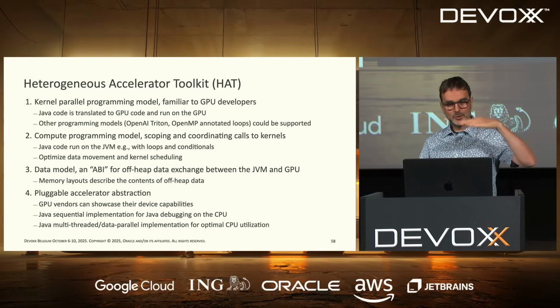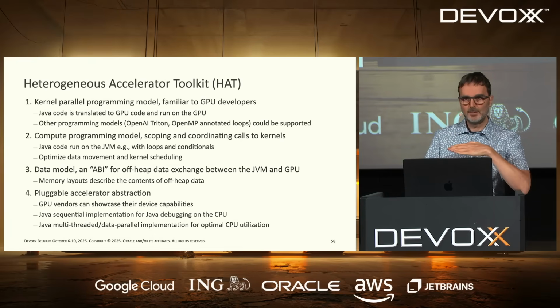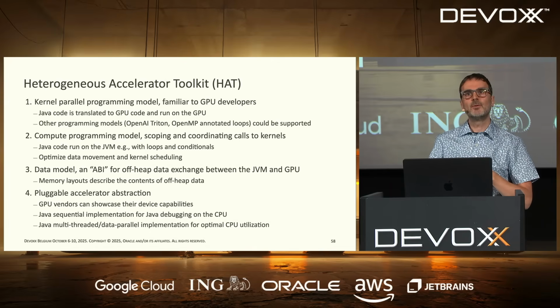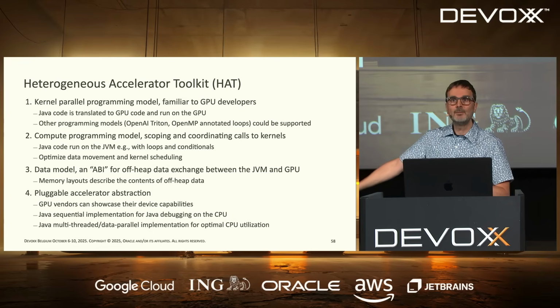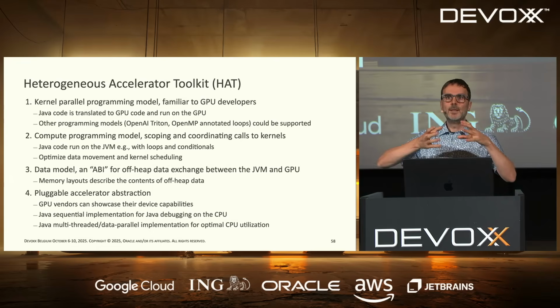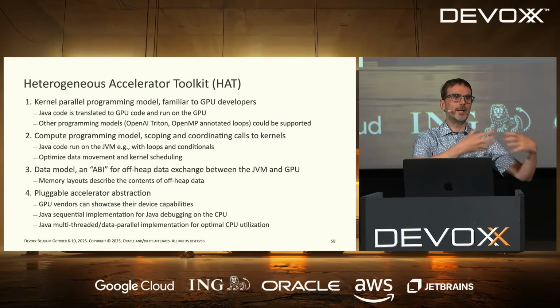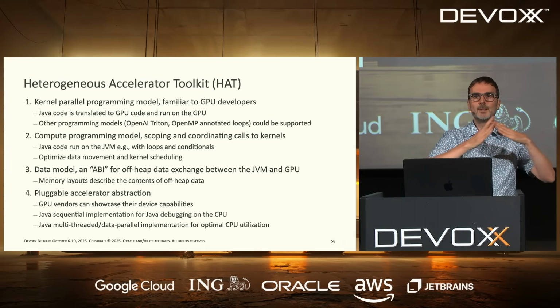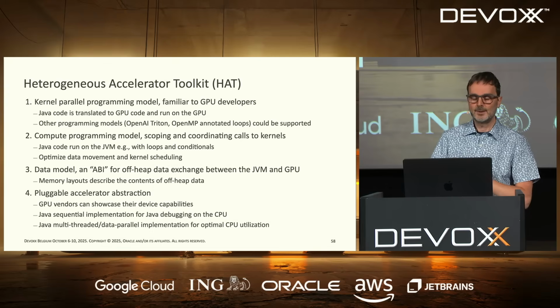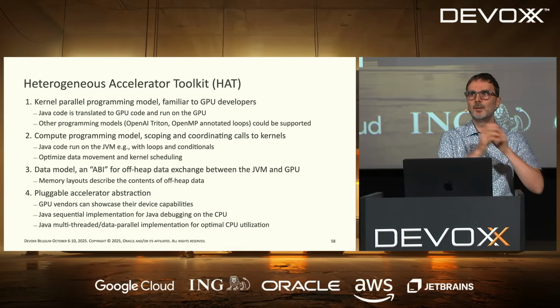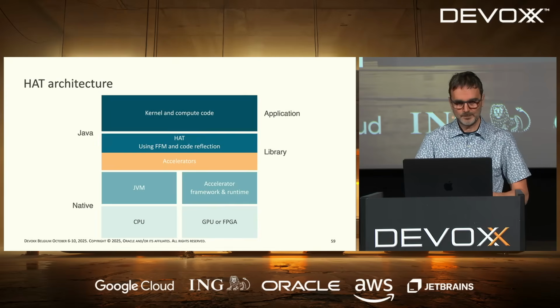And crucially, the abstraction can also provide sequential implementations for debugging on the CPU. But we could also provide a multi-threaded data parallel using the vector API for optimal CPU utilization. If you don't have a GPU, but the model is capable of being translated and executing on a CPU in sympathy with the CPU's memory hierarchy and vector instructions, we can do that too. And so there's another use case for code reflection and the vector API here as well.